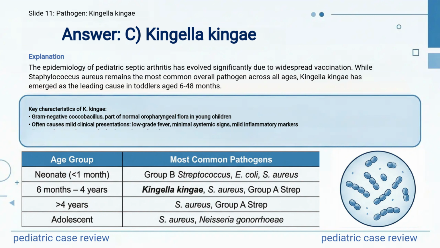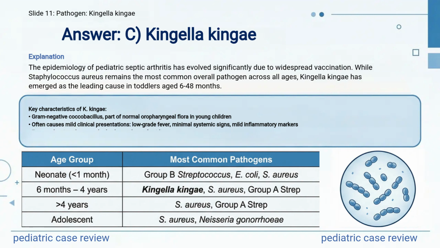The epidemiology of pediatric septic arthritis has evolved significantly due to widespread vaccination. While Staphylococcus aureus remains the most common overall pathogen across all ages, Kingella kingae has emerged as the leading cause in toddlers aged 6 to 48 months.